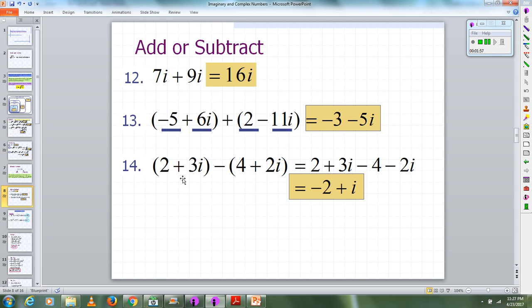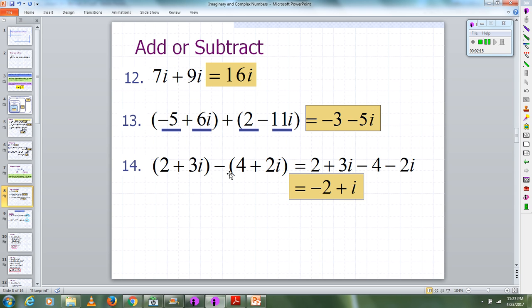Next, let's subtract two complex numbers. If you think about adding or subtracting polynomials, it is very similar here. Again, you add the real with the real numbers. In this case, we subtract 2 minus 4, which will give us -2.